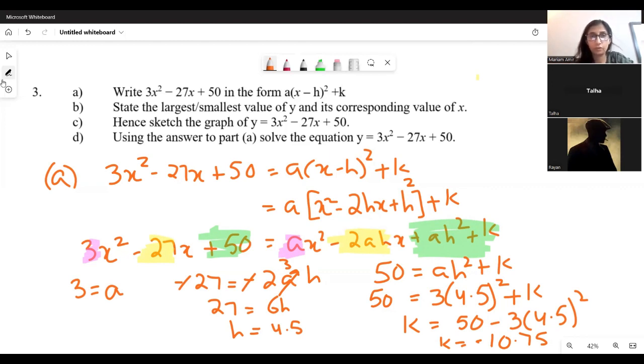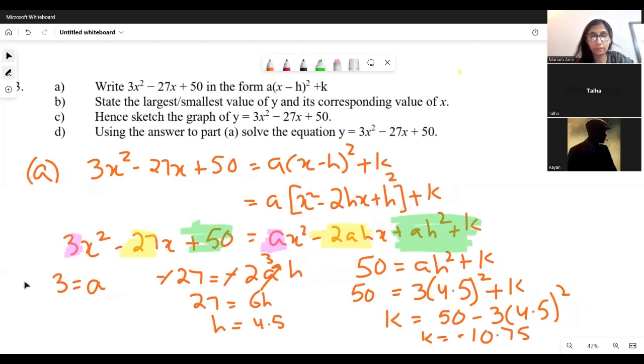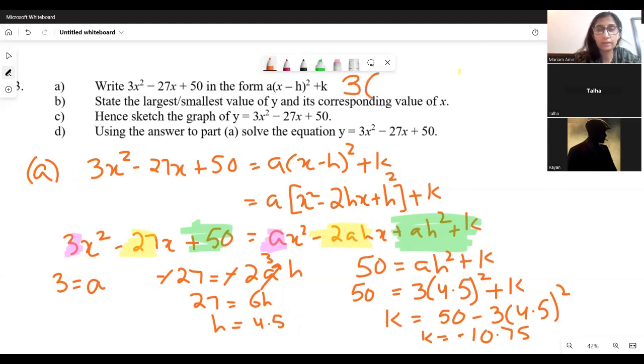Okay. So the completed square form is, I'm writing it at the top. A is 3. And then (x minus h) is 4.5 whole square minus 10.75.